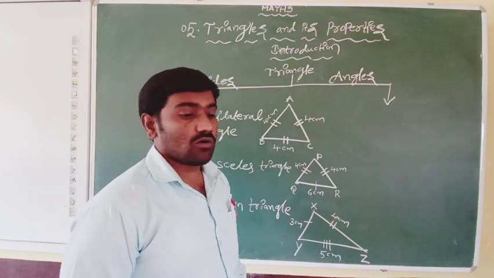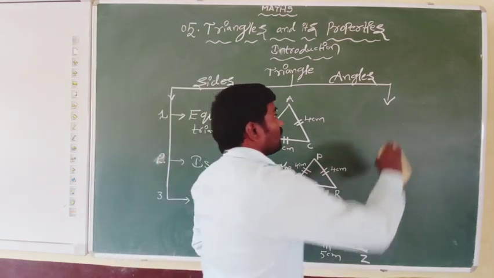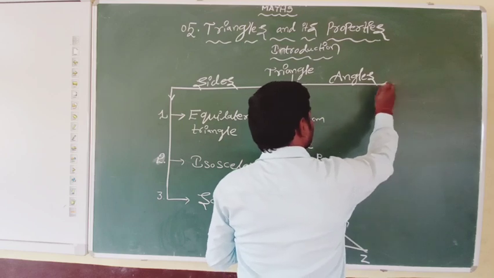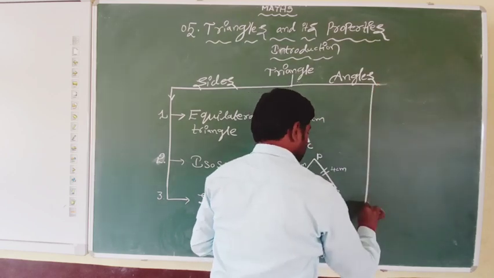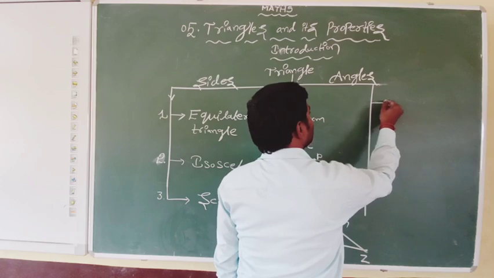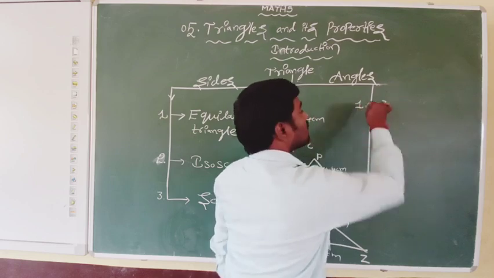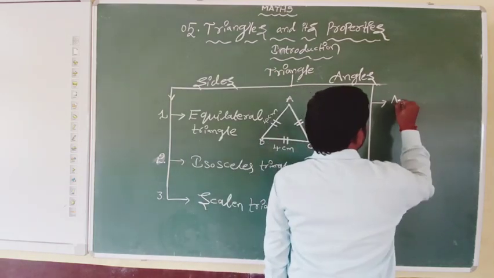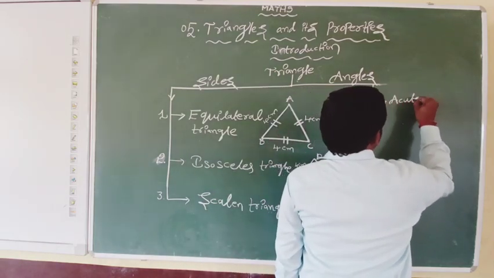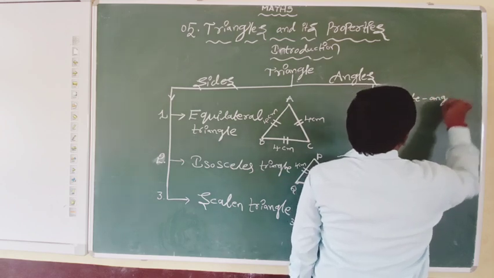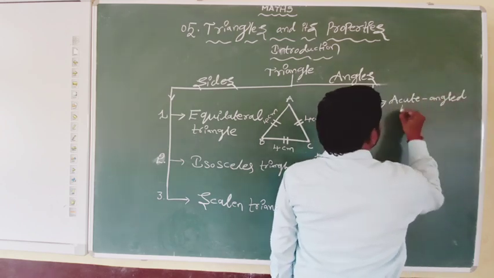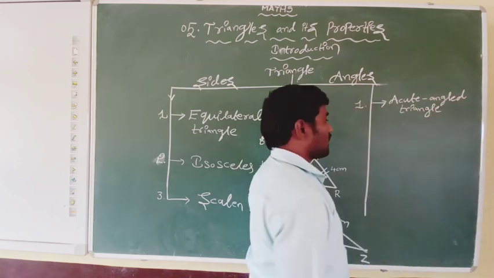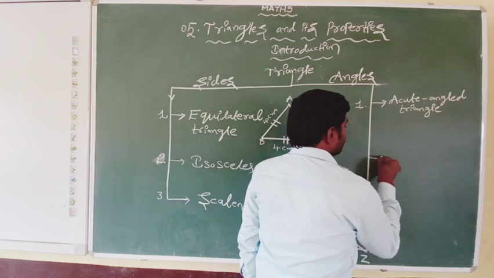So based on angles now, how many types of triangles are there and what are they? Let us discuss here. Now, based on angles, there are again three types of triangles. First one is acute angled triangle.